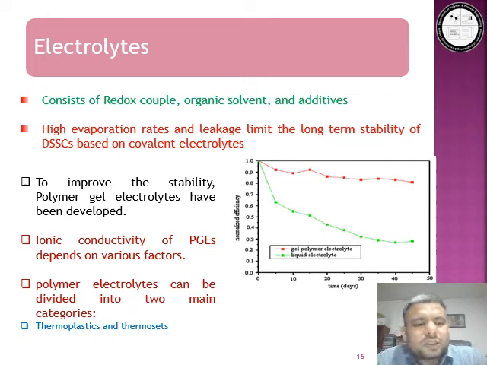Similarly, the concentration of salt enhances the conductivity of the electrolyte. As a whole, polymer electrolytes can be divided into two categories. The first one is thermoplastic polymer electrolytes. Thermoplastics include polyvinylidene fluoride or PVDF, and thermosetting polymer electrolytes include polyacrylic acids and polyethylene glycol.